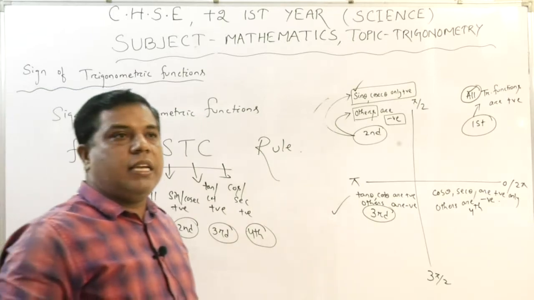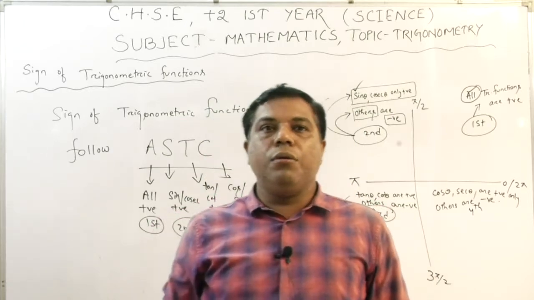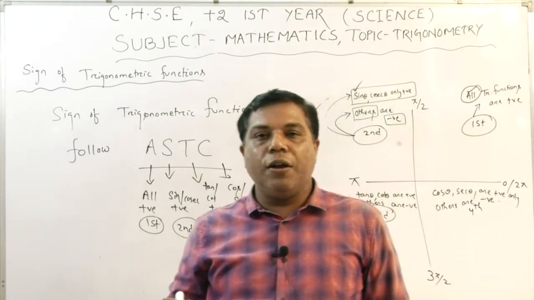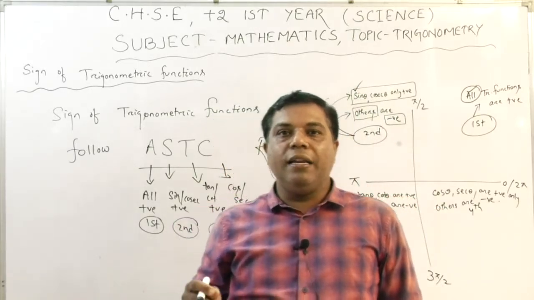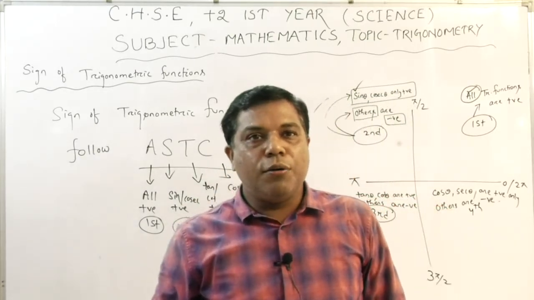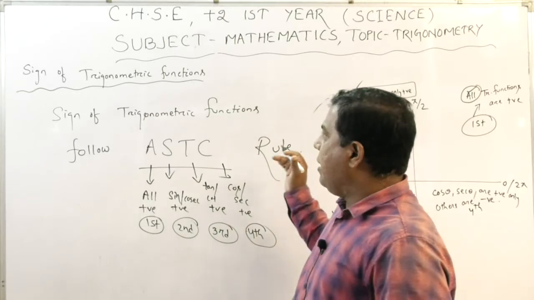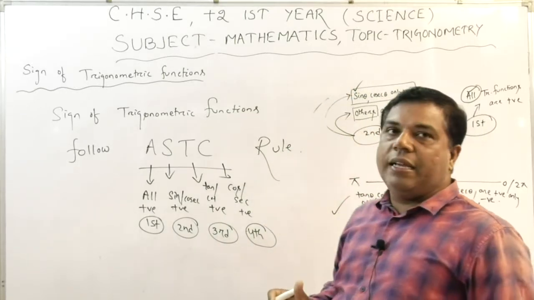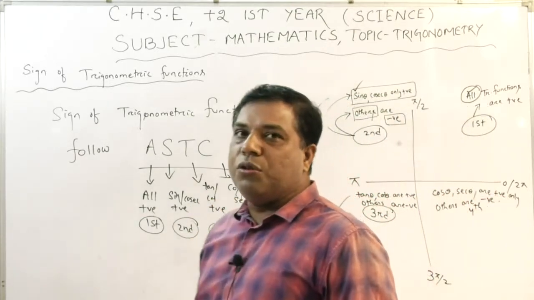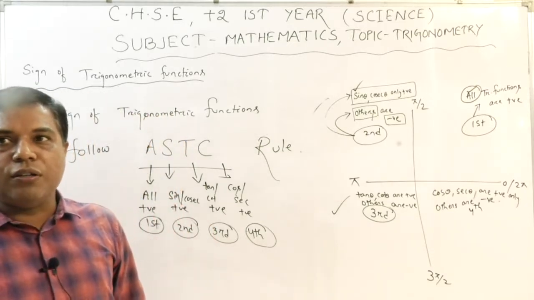So this is called the ASTC rule, and by the ASTC rule we are able to get the sign of trigonometric functions in different quadrants, whether it is positive, whether it is negative, or what type of sign it takes. That can be identified from the ASTC rule, which is called the sign of trigonometric functions. Clear, students? So this is all about the ASTC rule, or the sign of trigonometric functions.